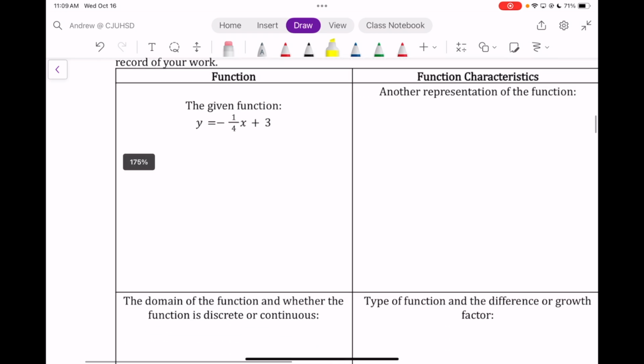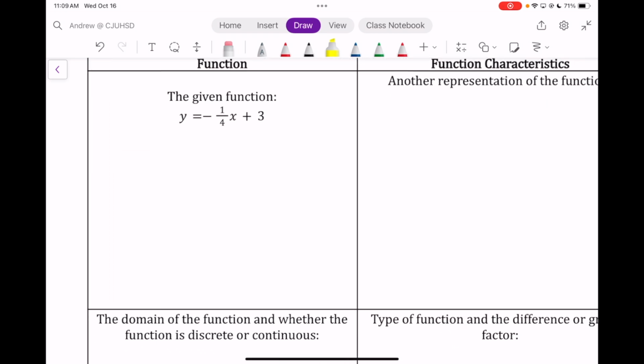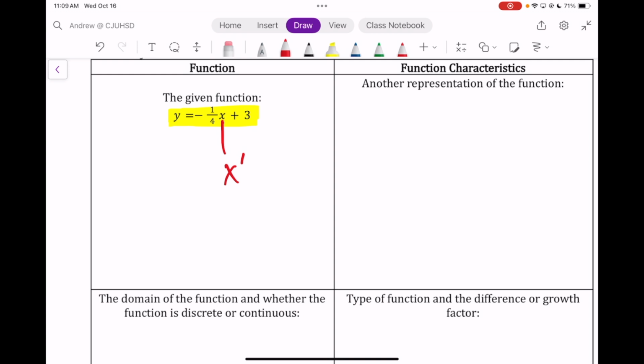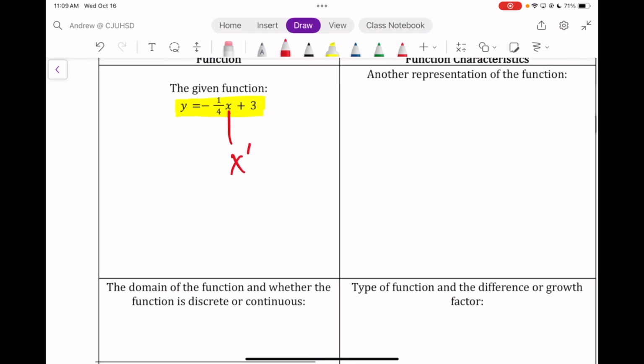So here's a function. This function is giving us clues that it is a linear function. For one thing, x is to the first power right here. That's just x to the 1. But it's x and y. And there's no restrictions given. So we're going to say that this is a continuous function.